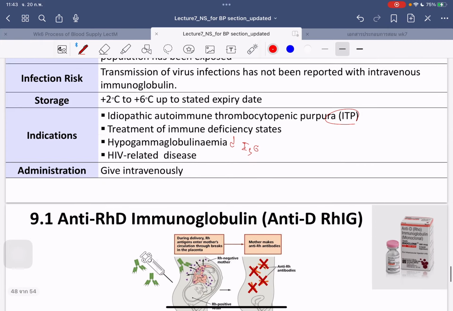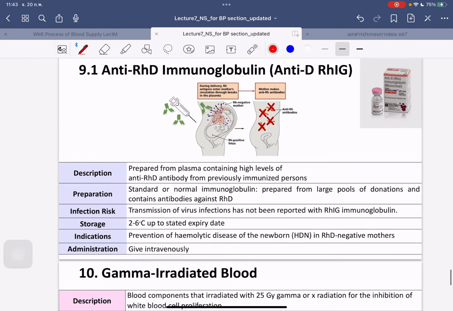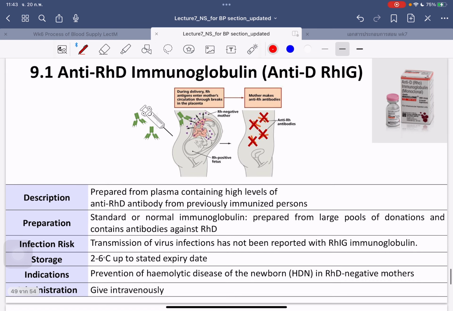And about the last one is anti-D RhIG, anti-D IgG. For the anti-D IgG, we inject into the mother who is Rh negative but carrying a fetus that is Rh positive, to prevent anti-D production in the mother. You already know this one, right?